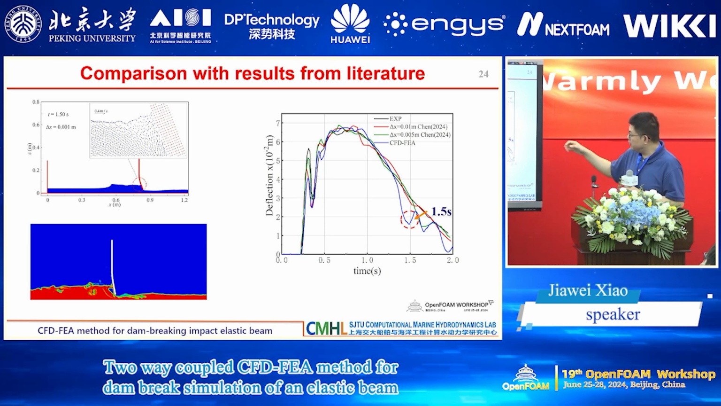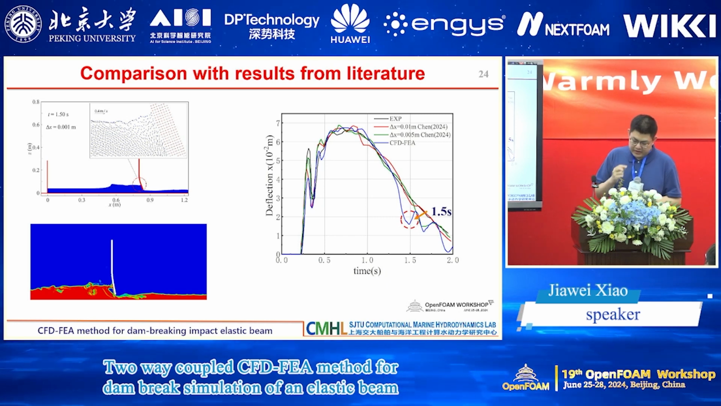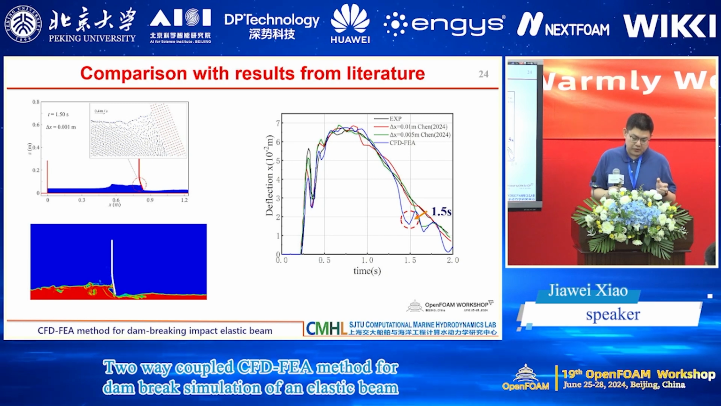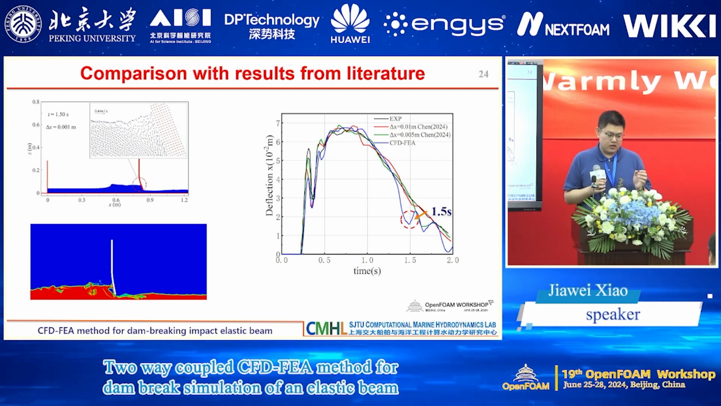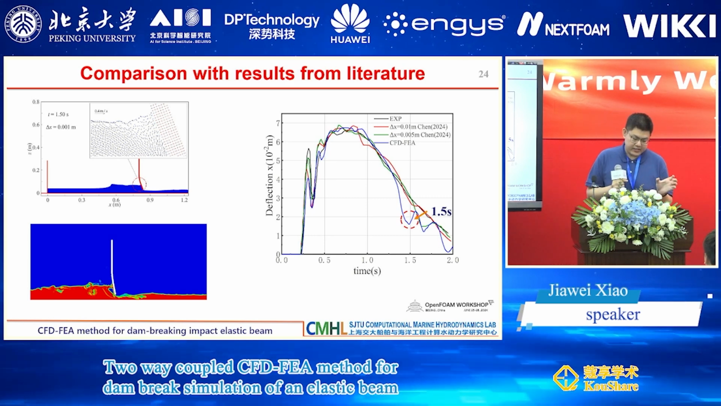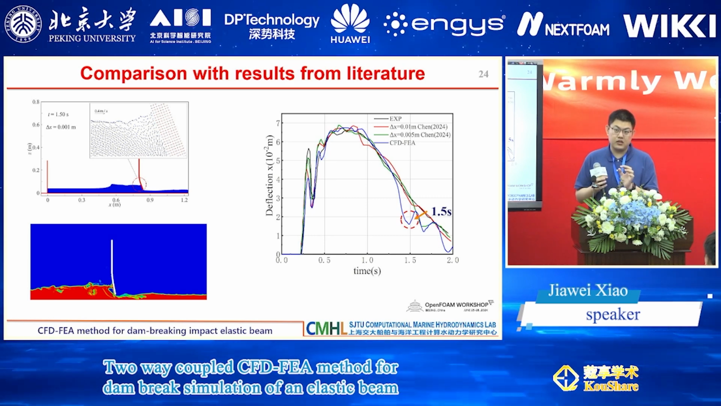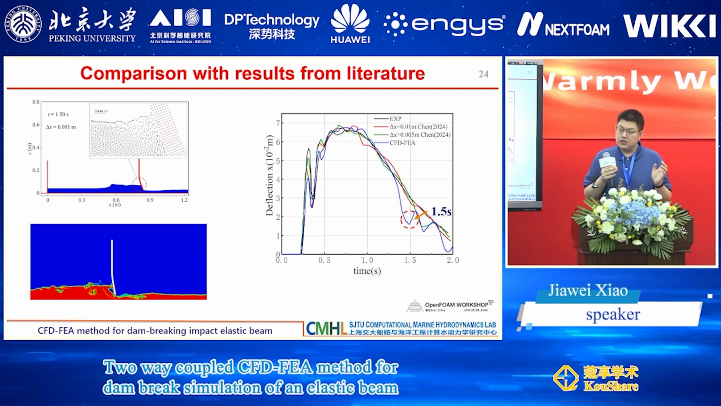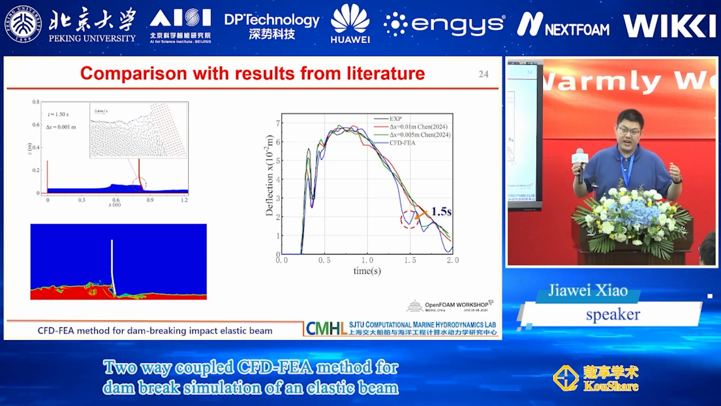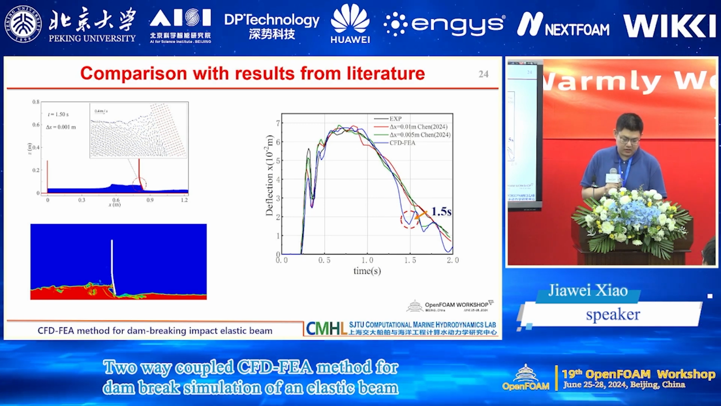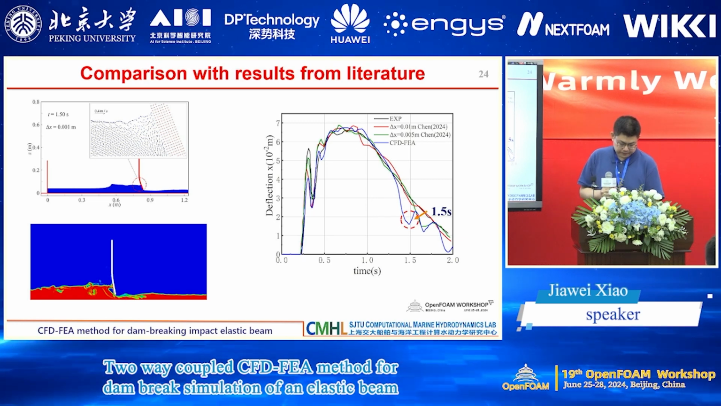a big error compared with the literature results. Another reason is that the experiment didn't observe this phenomenon because in the experiment there are 2 narrow gaps between the elastic beam and the side walls of the experimental tank, and the water may flow through the gaps. So this may also have a significant influence on the fluid field.